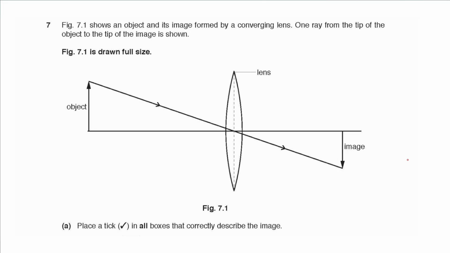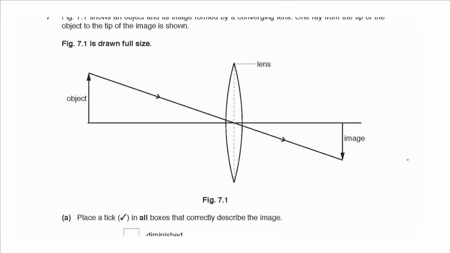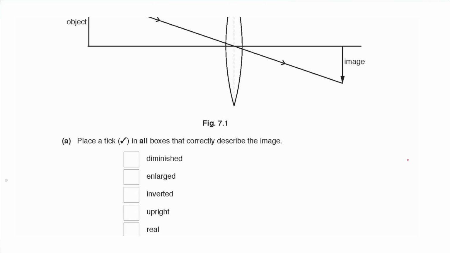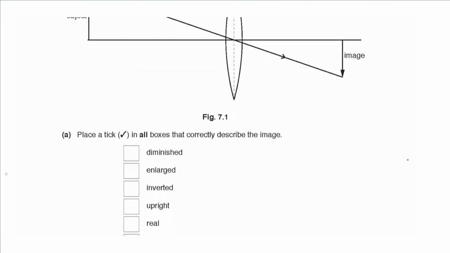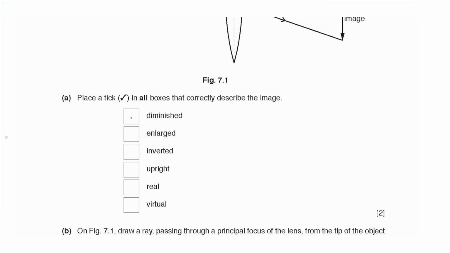Question 7 says, figure 7.1 shows an object and its image formed by a converging lens. One ray from the tip of the object to the tip of the image is shown. Figure 7.1 is drawn full size. Place a tick in all boxes that correctly describe the image. Now this image is inverted and it is smaller than the object, and since it is formed by the real ray, then it is a real image. So it is diminished, inverted, and real.